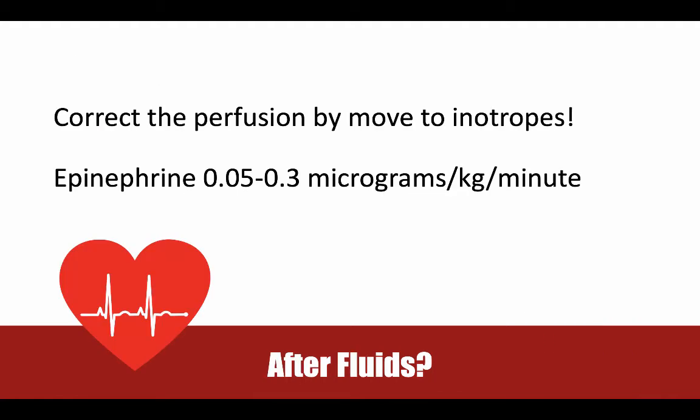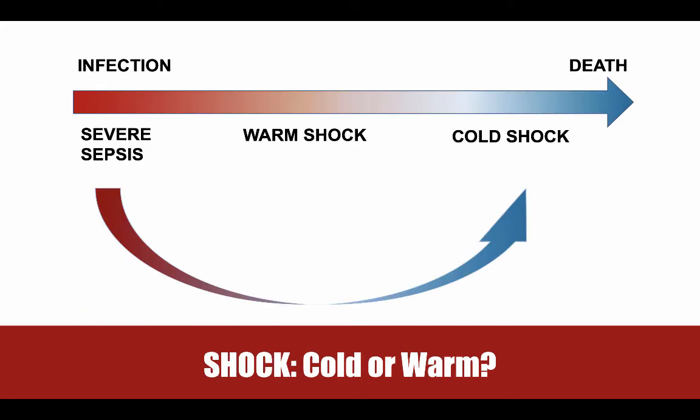Once you've hit your second 20 cc per kilo bolus and your patient is still poorly perfused, it's at that time that you should ask to have your epinephrine infusion start to be prepared. So we really recommend 3 20 per kilo boluses, but it does take some time to get an epinephrine infusion running, and that needs to be sort of started right away.